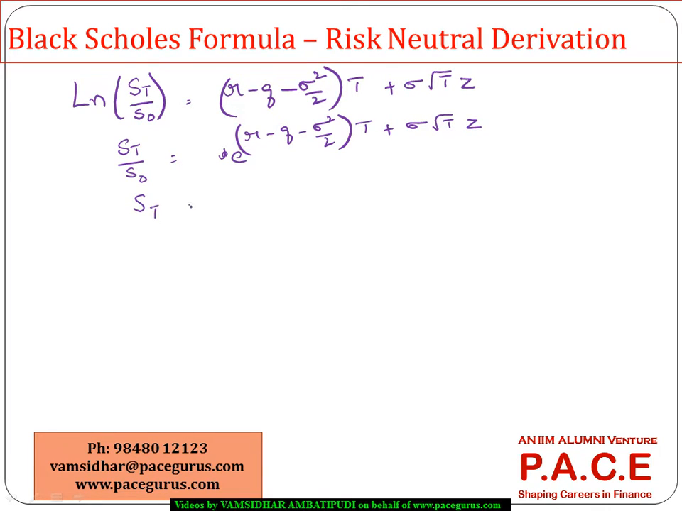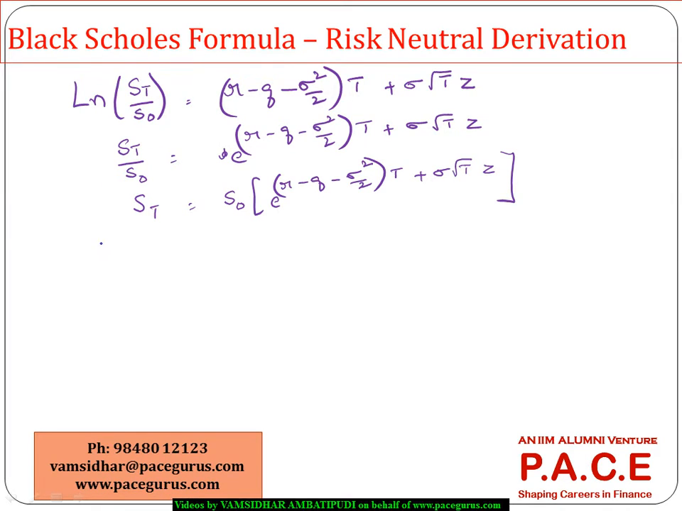So from there I get ST coming out as S0 times e to the power of r minus q minus sigma squared by 2 times T plus sigma root T times Z. So this is the expression for ST.